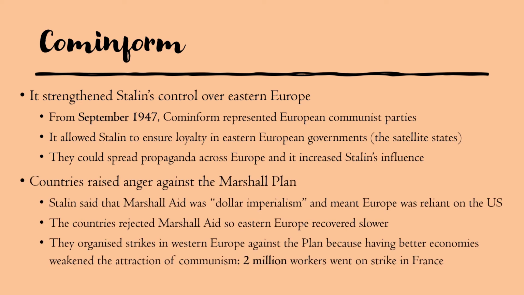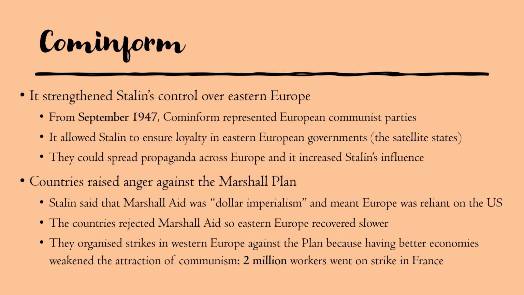The second effect was that these countries in Comecon tried to raise anger against the Marshall Plan. So, as we saw, Stalin accused Marshall aid of dollar imperialism. Europe was reliant on America, and so he made sure that the countries where communism was the ruling party rejected Marshall aid, so that none of the Eastern European countries were allowed to accept Marshall aid. It was offered to them, but they had to refuse it, and so they recovered much, much slower from the war.